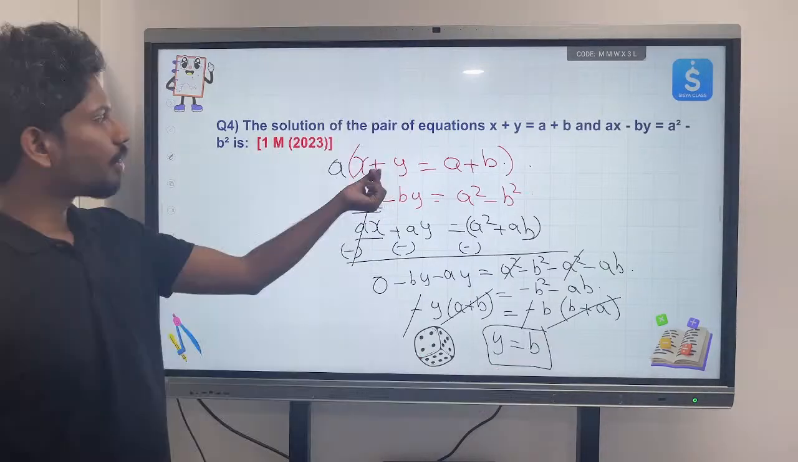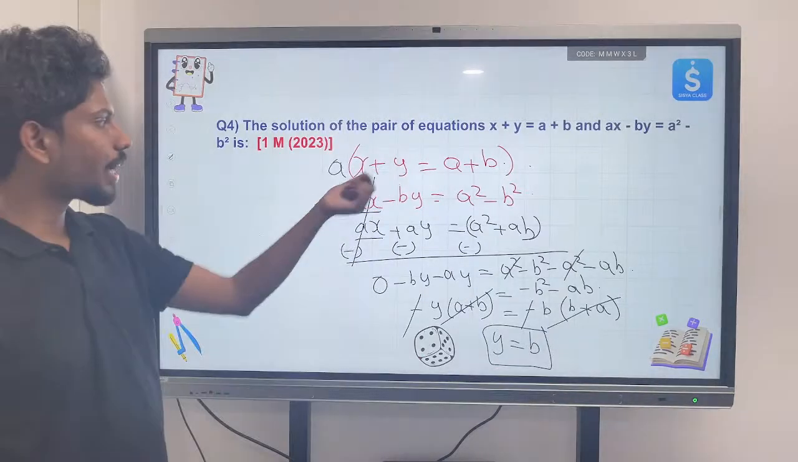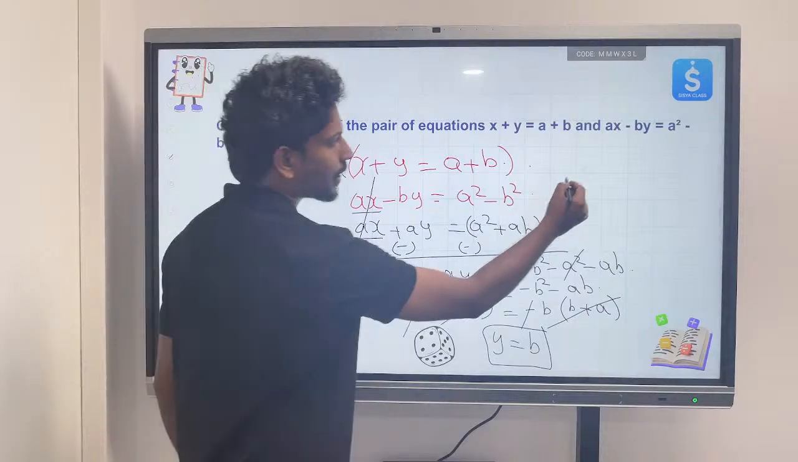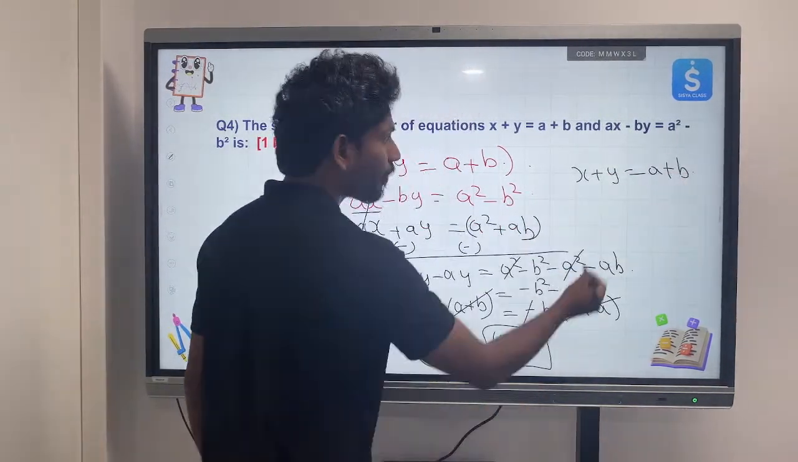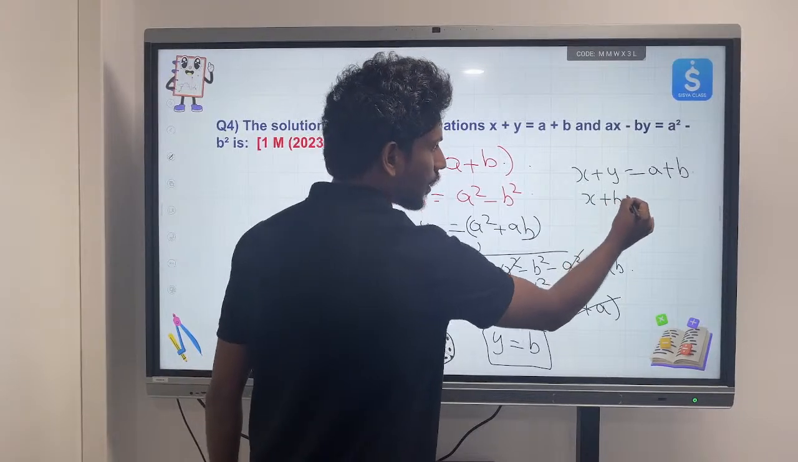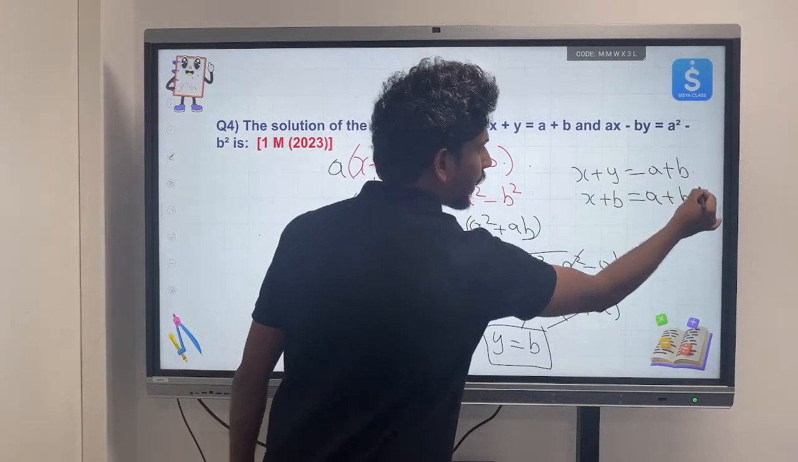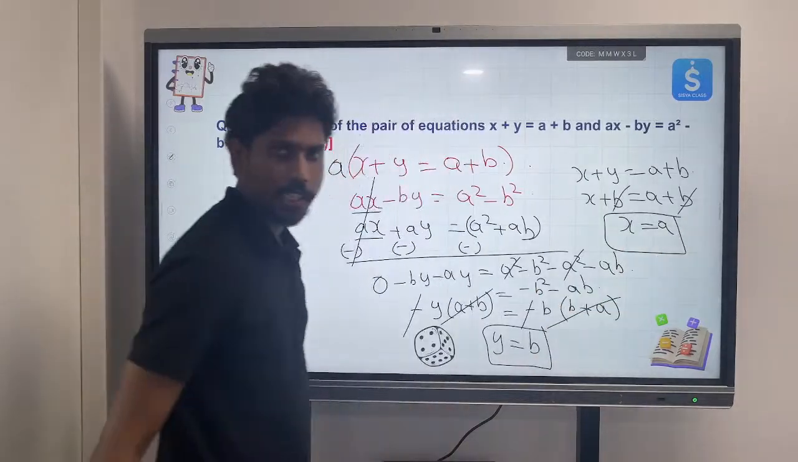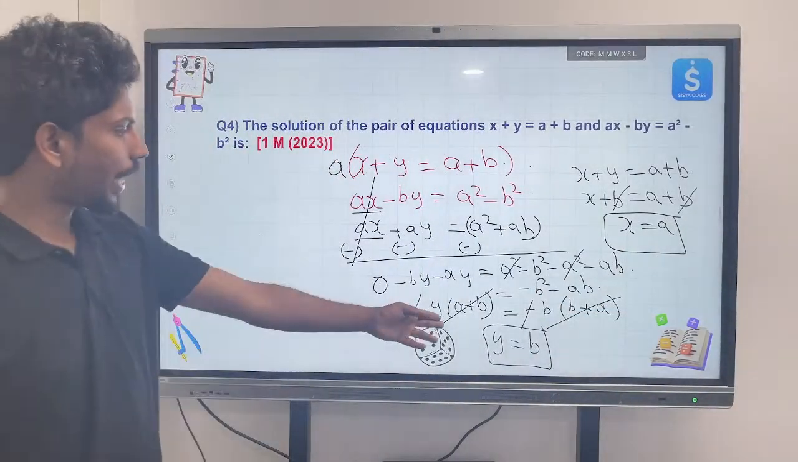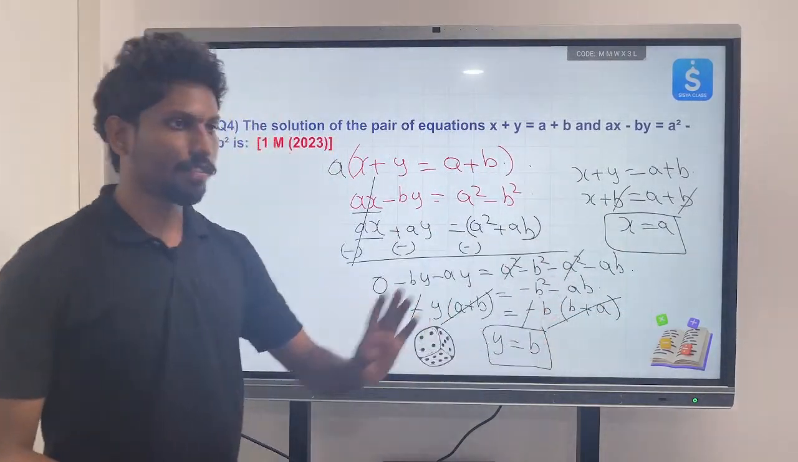Once I got the value of y, substitute in any one of the equations and pull out the answer of x. So we know that x plus y is equals to a plus b. We already know the value of y is b. So can I cancel b? So the answer of x is a. Yes, isn't it very simple, right? I got the value of x to be a, the value of y to be b.